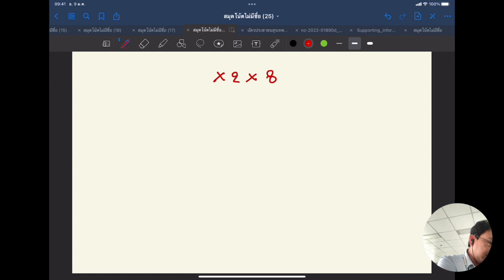So 1 month is 4 weeks, 1 week is 6 days, and each day you have 2 shifts, and each shift is 8 hours. So each month we have a total availability of machine of 384 hours.